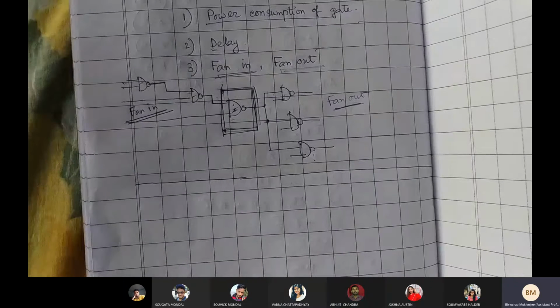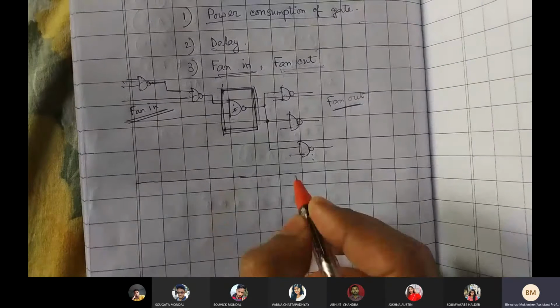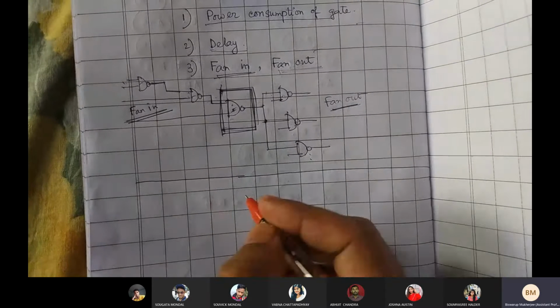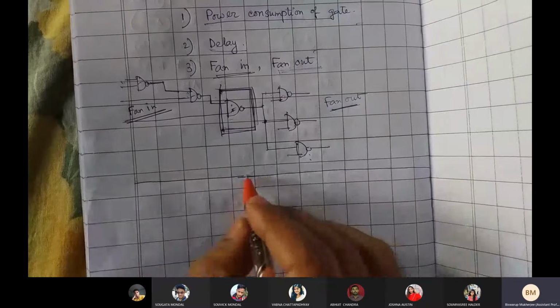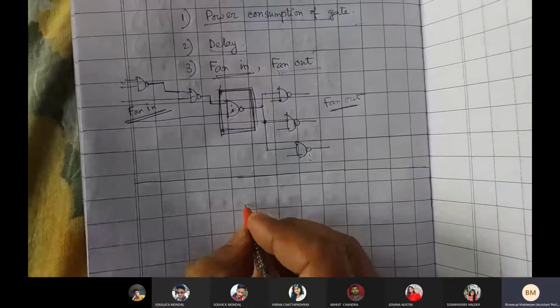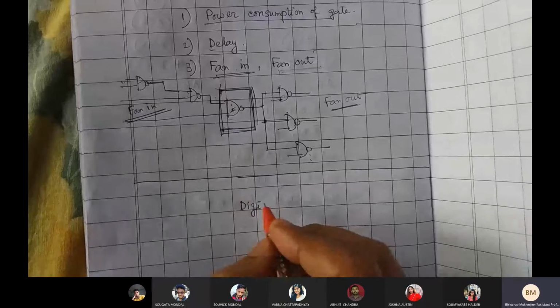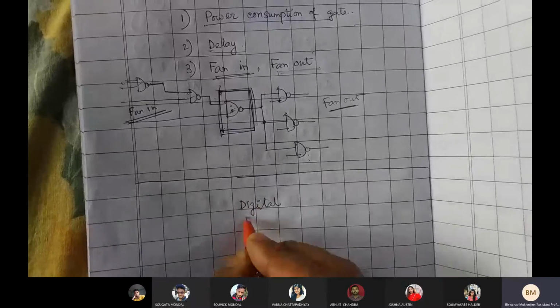Yes, sir. Okay, fine. So let me come to the new module, the new part, where we will start digital logic design or digital system design. We'll be starting with system design. So we'll be trying to make, which is our main goal, a digital system.